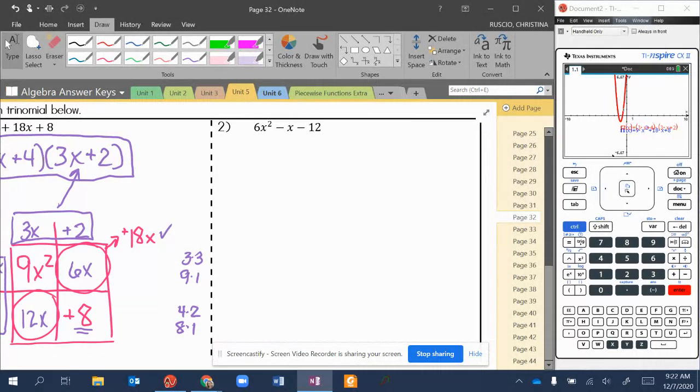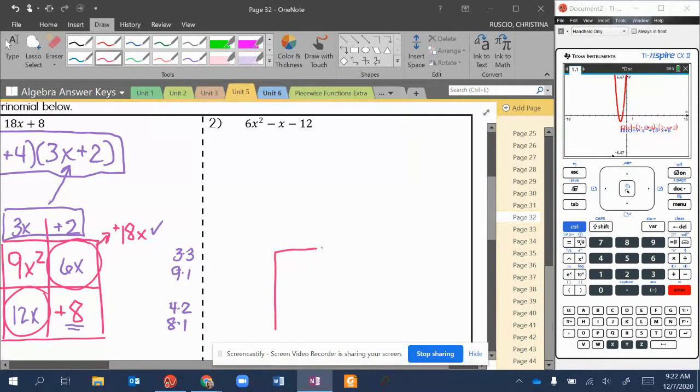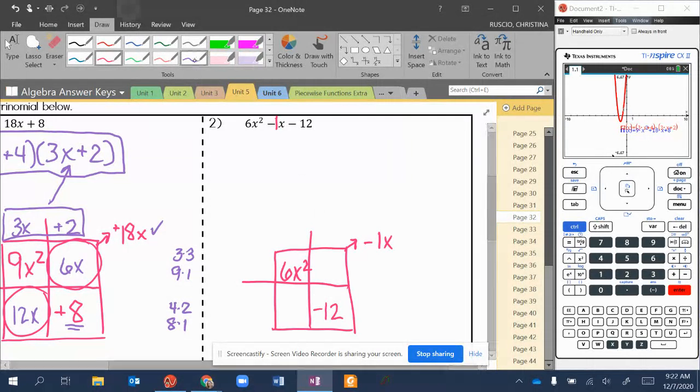So number 2, we have another trinomial. You got it, set up that box. All right, we should be pretty fluent with this right now. I am just going to write a minus 1x just to keep me in check. All right, so now I need to figure out two numbers that multiply to 6. Well, I have 6 times 1, 2 times 3.